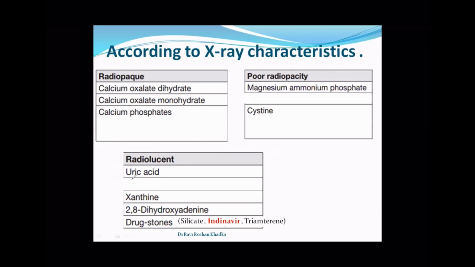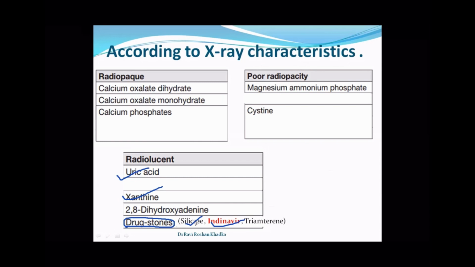The most common cause is uric acid stone, like a xanthine stone, and the drugs that I have told you, drugs that cannot be seen, like silicate and indinavir. So these are the common ones. Silicate is found actually in our antacid. If the person takes more antacid containing silicates, due to peptic ulcer disease, that can get precipitated in the urinary tract.